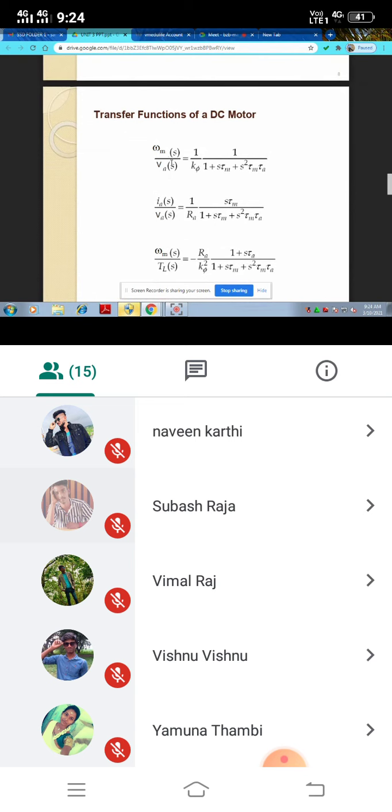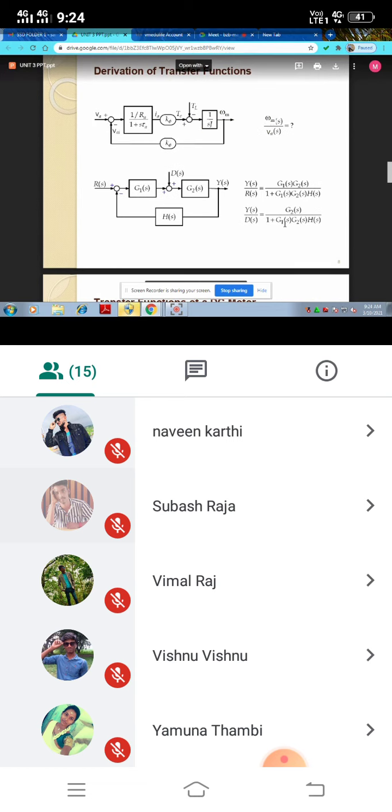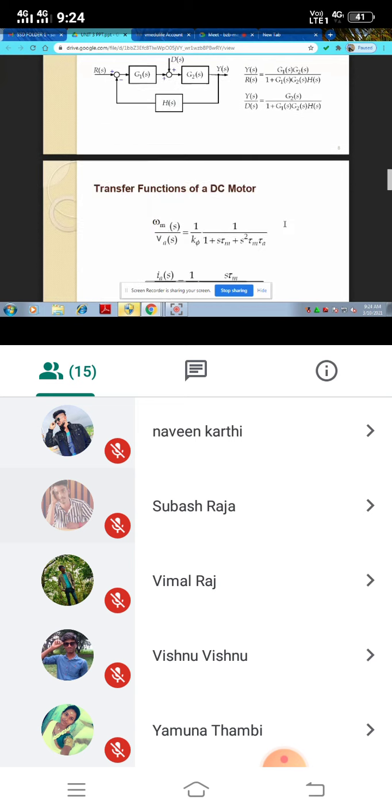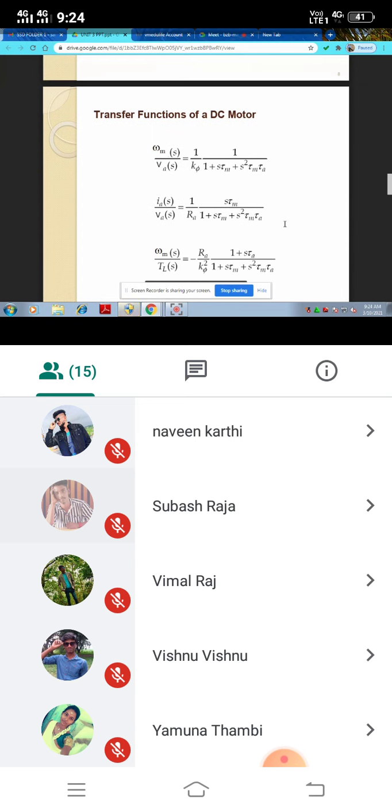Wm of s is the angular velocity of the DC motor. V of s is the input supplied to the DC motor. From this combination, we got 1 by the motor constant or flux constant K phi by 1 plus s tau m plus s square tau m into tau a. Okay, tau m represents the variations of maximum flux production across the DC motor.